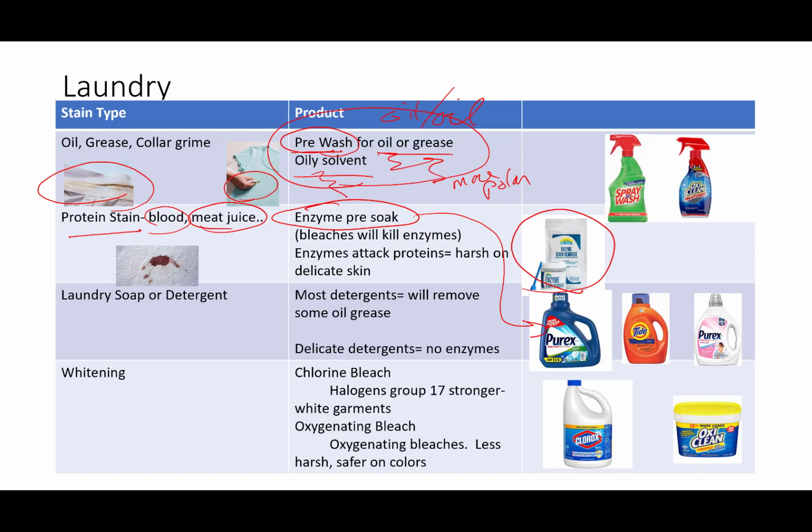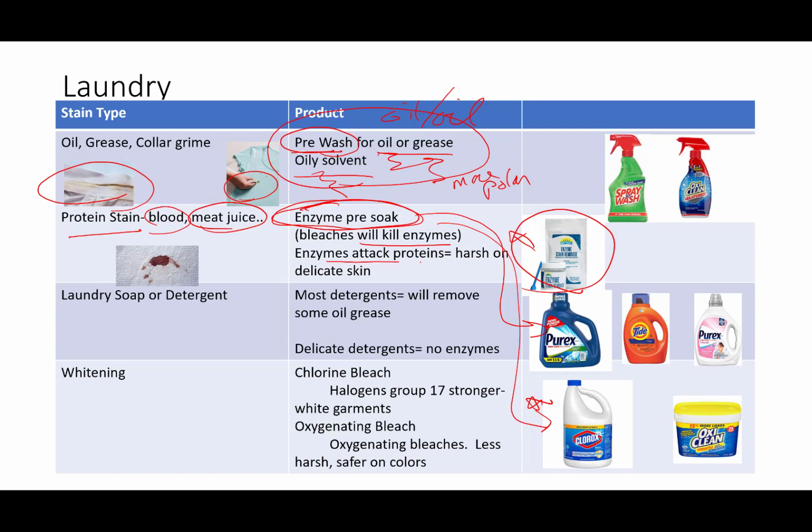Now, if you just throw the enzymes in with some sort of bleach, bleaches will kill the enzymes. So throwing the bleach and the enzymes in together, don't even bother. You're wasting your money, as the enzymes will be killed by the bleach and it doesn't do any good. So they should be a pre-soak. Let the enzymes do their job. Then you can wash as normal.